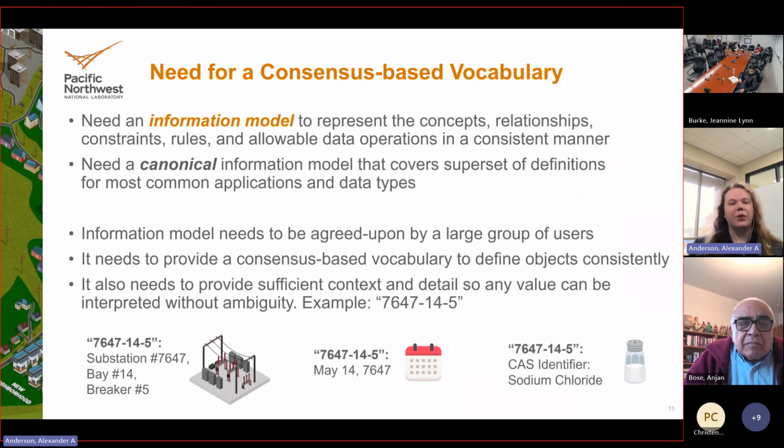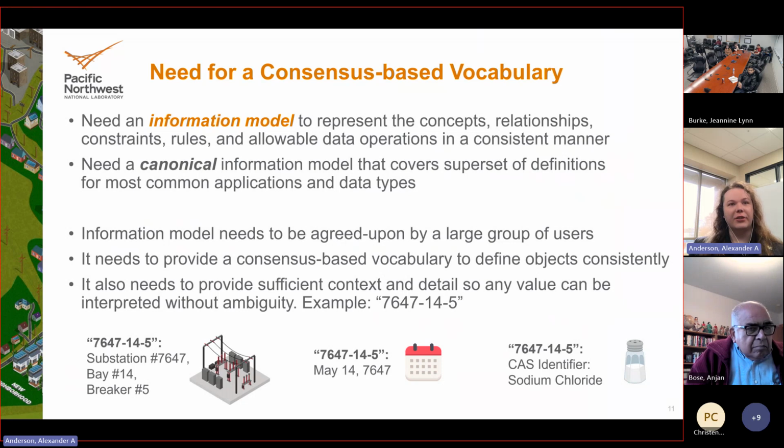It's a consensus-based vocabulary that is agreed upon by an industry and a sufficiently large user base so that we can define objects in a consistent manner. We can also say a model is canonical if it covers the entire canon of the electric grid, so that it covers the different use cases of asset management, operations, planning, and so on. And most importantly, it needs to identify information with specific enough detail and enough context, metadata around the data, so that we know exactly what we're referring to.